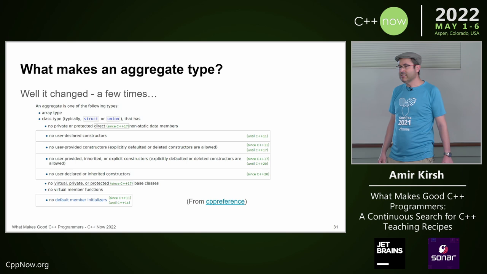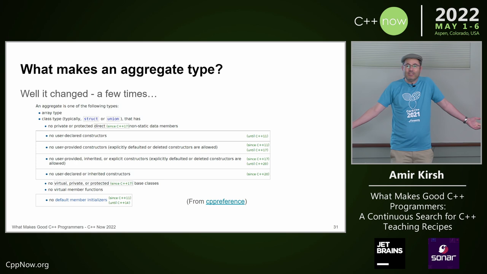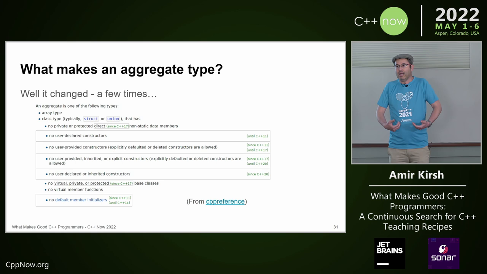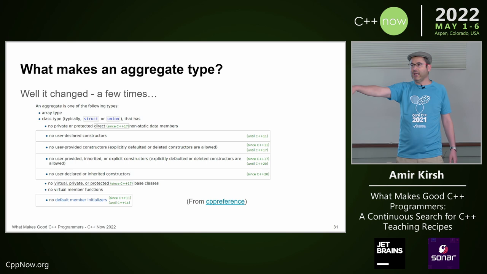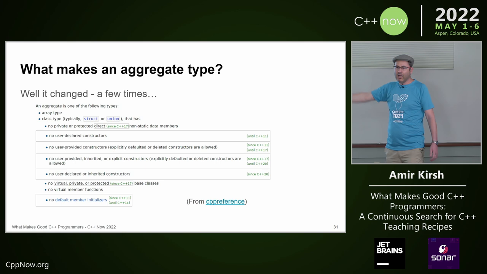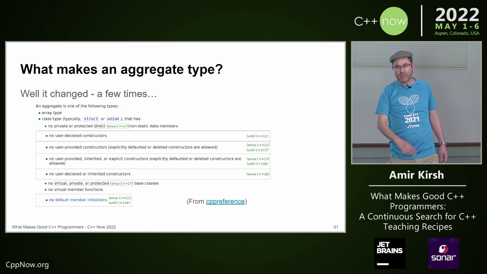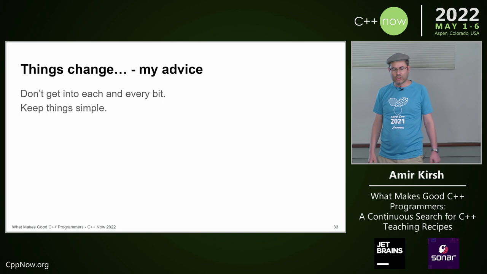Aggregate type. What is an aggregate type? I think it changed 4 or 5 times over the years. Now, I just don't talk about that in class. I don't have to feel insecure. Maybe I do say something about aggregate type when I teach std array. But I don't go into these rules. I say, yeah, there are some rules. Maybe I say one or two of the rules, but I don't go through the entire thing, and it's okay. So things change, but my advice is don't get into each and every bit. Keep things simple.